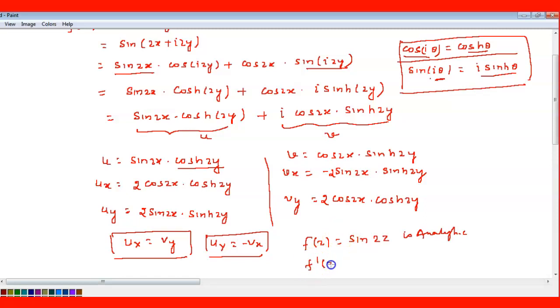If you want to find f dash of z, you can write this similarly, cos of 2z into 2. Any doubt till here?